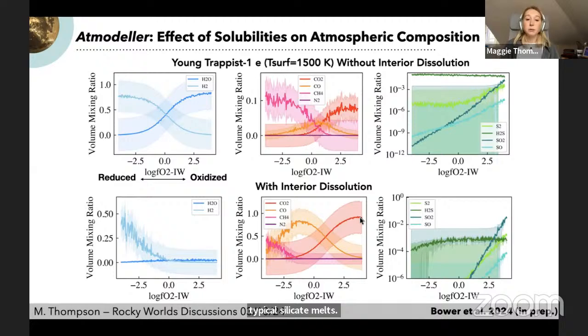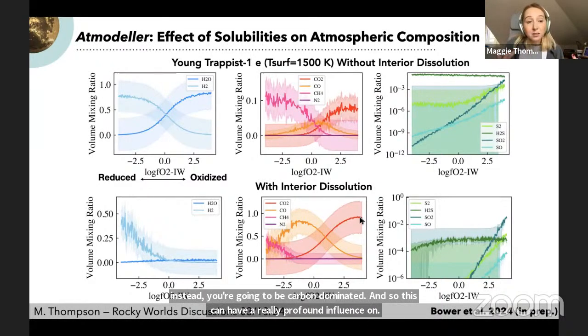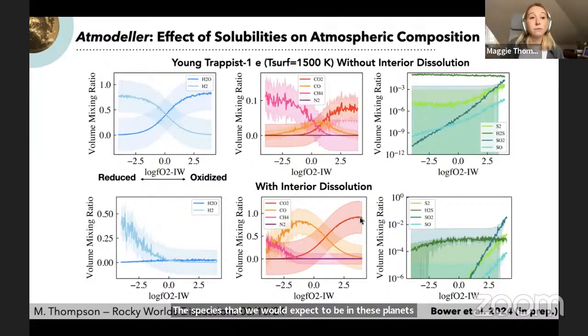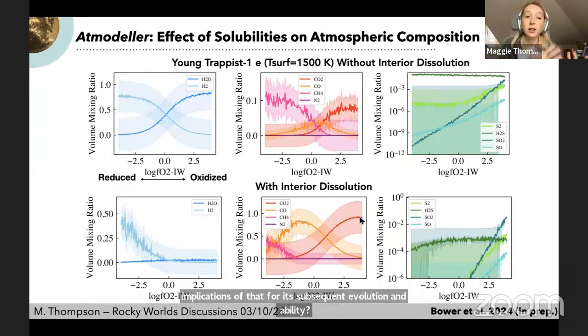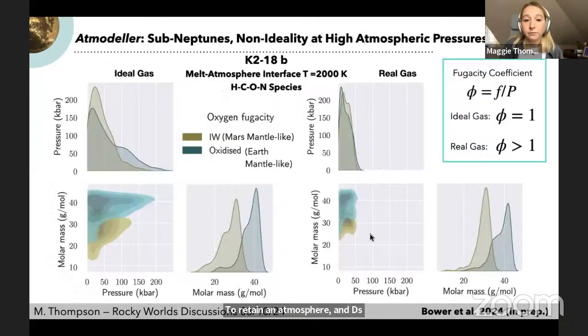And so this can have a really profound influence on the species that we would expect to be in these planets' atmospheres, and also what this could say about the long-term volatile retention of a planet like TRAPPIST-1e, if it's able to dissolve a lot of hydrogen into its interior. What are the implications of that for its subsequent evolution and ability to retain an atmosphere and degas over time?